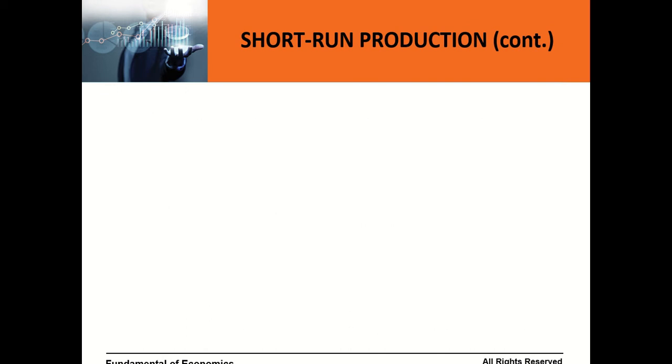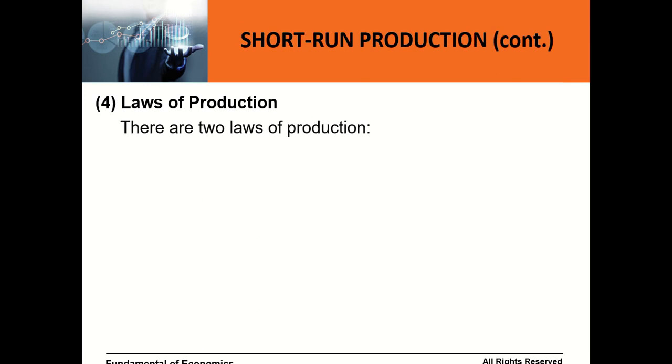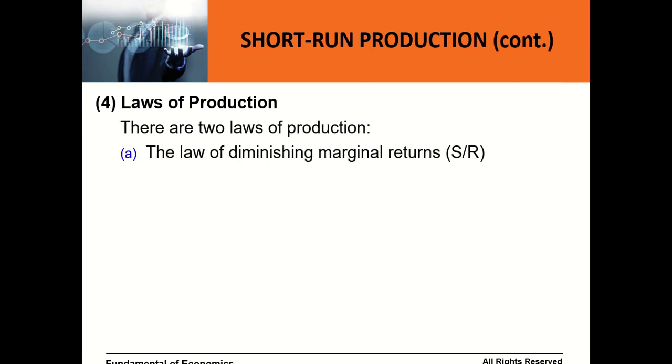Now, next, I want to show you the law of production in short run and the long run. In short run, we have what we call law of production, namely law of diminishing marginal return. Therefore, I put that one S/R, meaning short run. Secondly, we have law of return to scale, or in bracket I said L/R, meaning that it is a long run.